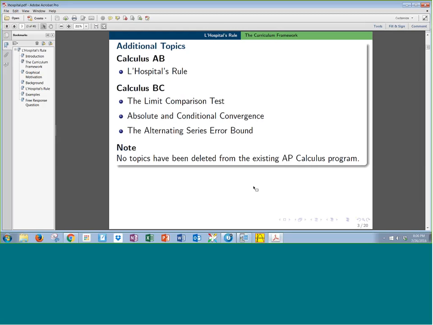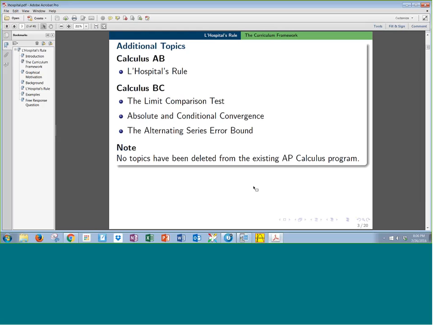So in the curriculum framework, the only thing that really changed for us in AP Calculus are the following. In Calculus AB, the only thing that was added was L'Hopital's rule. And I really have to add a little bit more in here because I've received this question several times. This only involves the indeterminate forms of 0 over 0 and infinity over infinity. You and I know that there are other indeterminate forms, and you probably will teach those in your class, but those won't be tested on the exam.